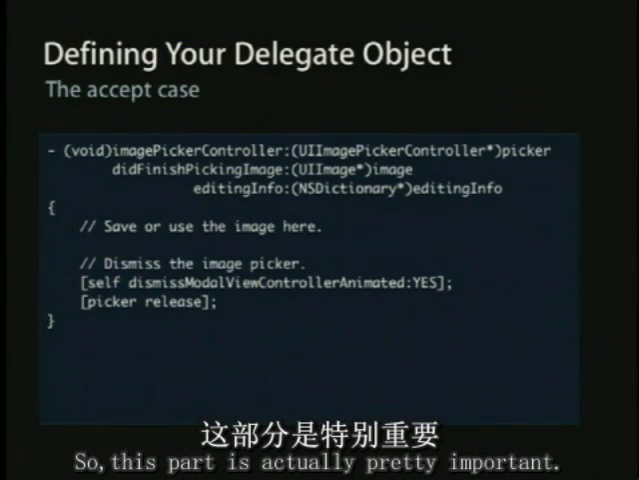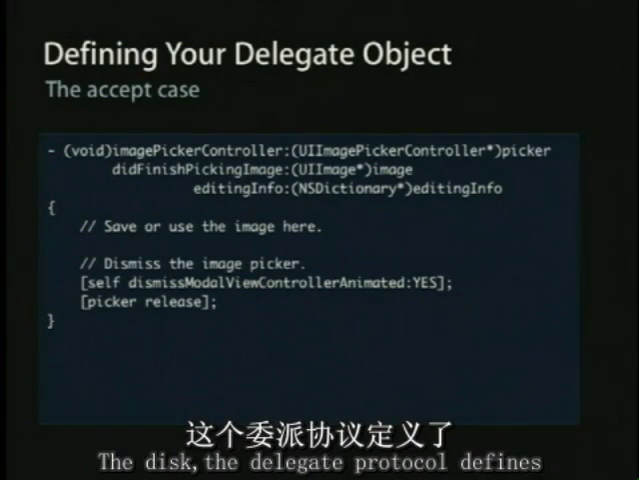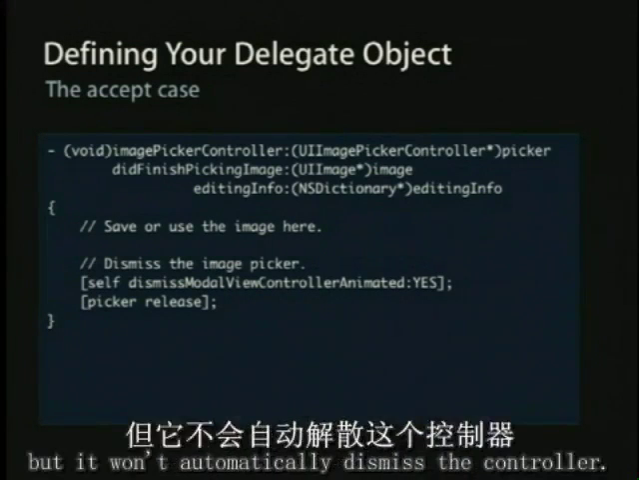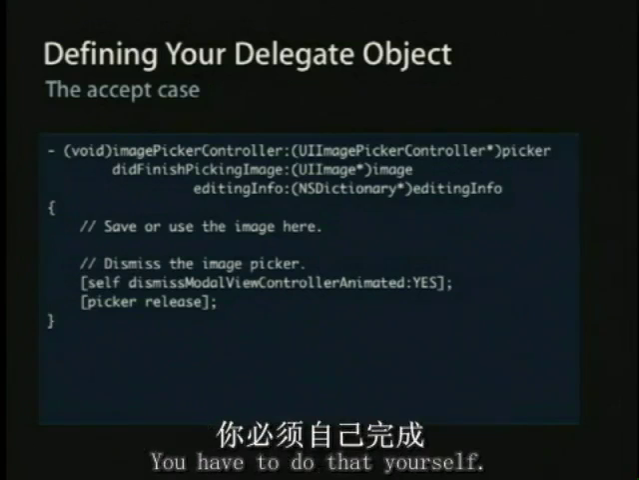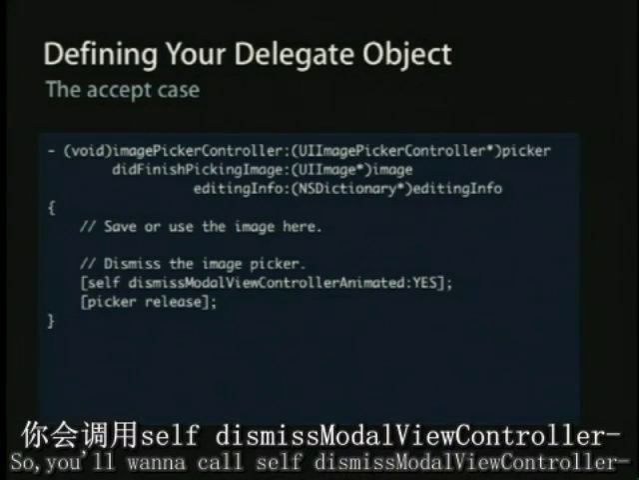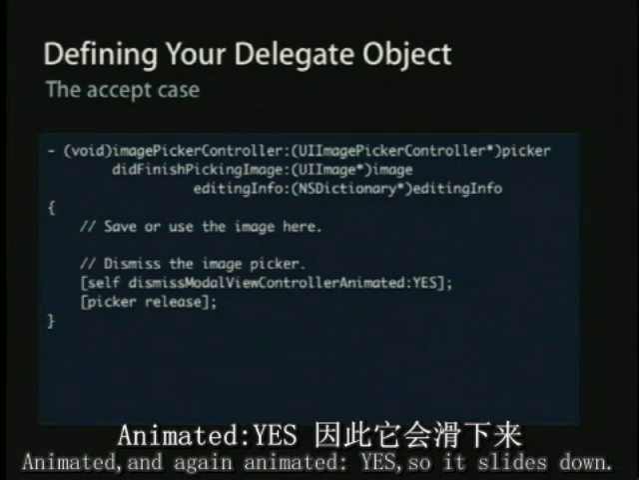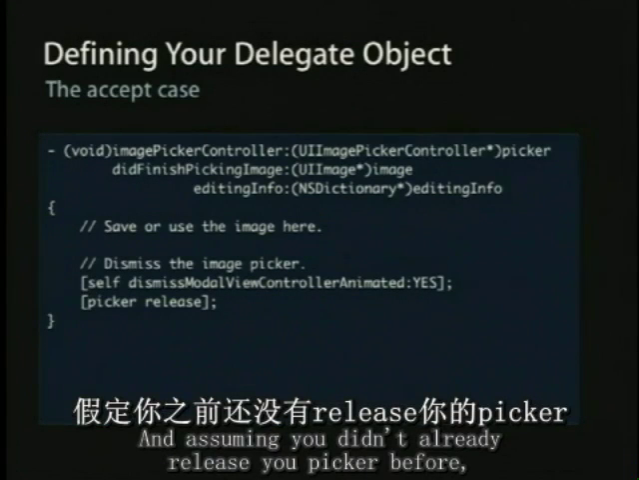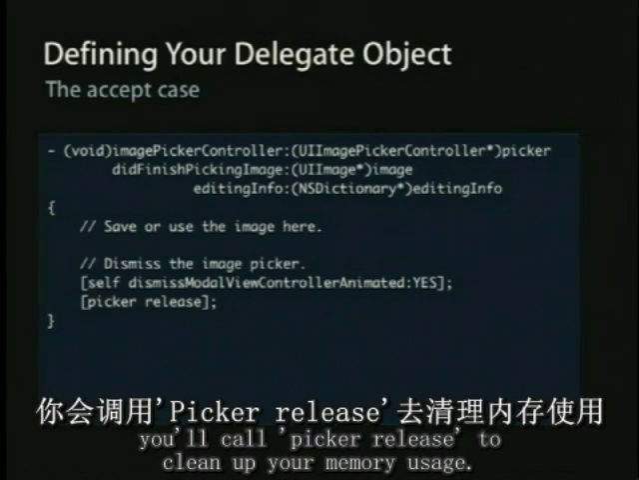So this part's actually pretty important. The delegate protocol defines that it will call this method for you when the user picks an image, but it won't automatically dismiss the controller. You have to do that yourself. So you'll want to call [self dismissModalViewControllerAnimated:]. And again, animated YES, so it slides down. And assuming you didn't already release your picker before, you'll call [picker release] to clean up your memory usage.